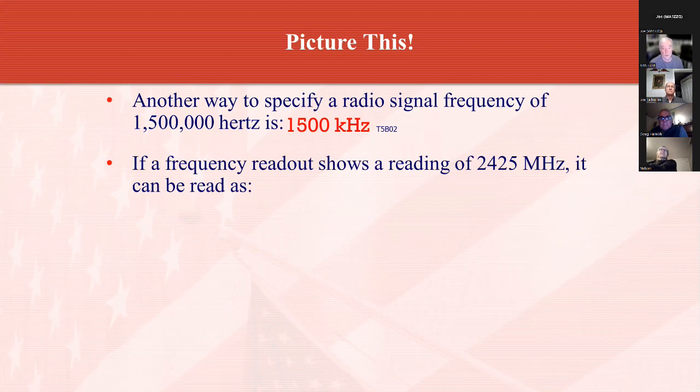You know, move the decimal point the appropriate number of places to the left or to the right, depending. Again, if a frequency readout shows a reading of 2,425 megahertz, it can be read as 2.425 gigahertz. It can also be read as a lot larger number with a smaller unit, like kilohertz or, heaven forbid, hertz. But we don't want to do that.